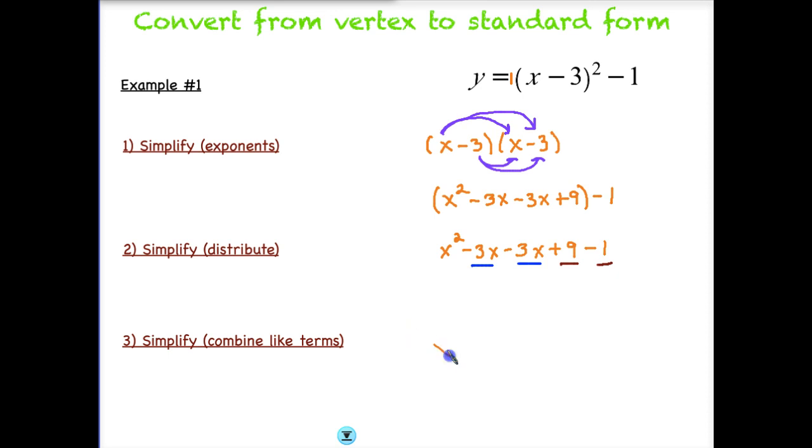So I have my x squared term. It can't be combined with anything. A minus 3x minus a 3x is the same thing as adding a negative, right? So I can change this to a plus and a minus. So if I combine those together, I'm going to get a minus 6x. And then I have plus 9 and a minus 1. So that's 9 minus 1, which is just a positive 8.